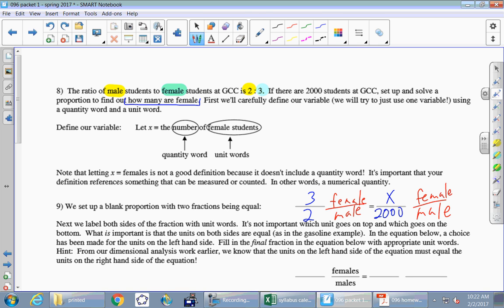So some of us maybe have a very clear sense of what we're going to put here with an X in it. But for those of us who don't, and it's totally cool, if we don't know what to put here, it's going to have 2,000, but it's also going to have X in it. We used the technique from the other day where we said, just pick a number. How about I say X equals 7. 7 female students at GCC.